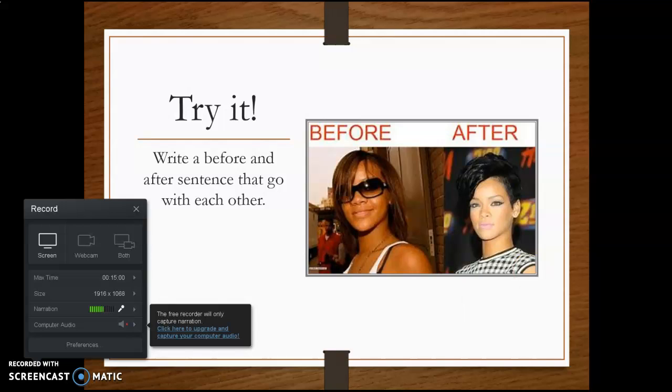And I picked this picture just because you often will see before and after pictures of somebody who has had a makeover. Makeover is when you add makeup or do a hairdo differently, and this is the famous singer Rihanna.